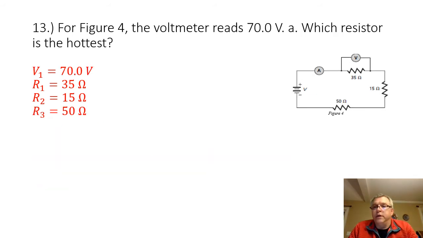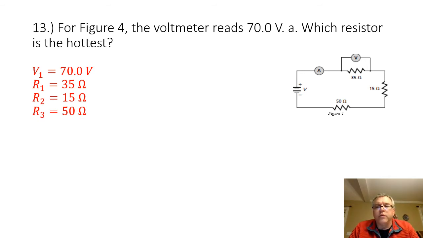Problem 13, we're given a circuit diagram, and we are told that the voltage across the 35 ohm resistor is 70 volts. The first thing that they want us to determine is which of the 3 resistors is the hottest. So we have 3 resistors. One is 15 ohms, another one is 35 ohms, and the third one is 50 ohms.